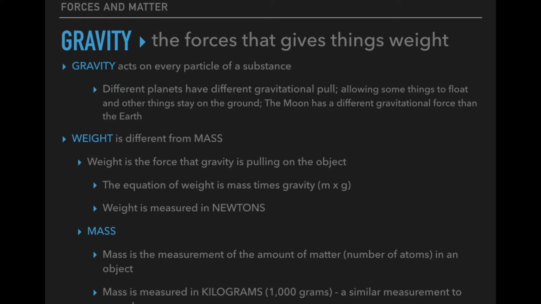Now, if you go online and look up the mass of an object or the weight of an object, a lot of times they say it's the same thing. They may say both of them are measured in grams. That's incorrect. Weight is different from mass. Weight is the mass times the gravity. So make sure you know weight is mass times gravity, while mass is just the basic measurement of how much matter it contains, the number of atoms, measured in grams or kilograms.